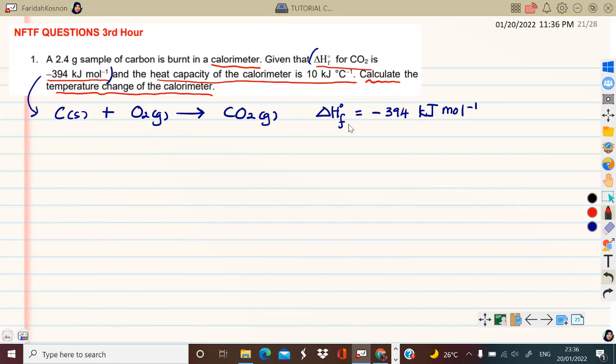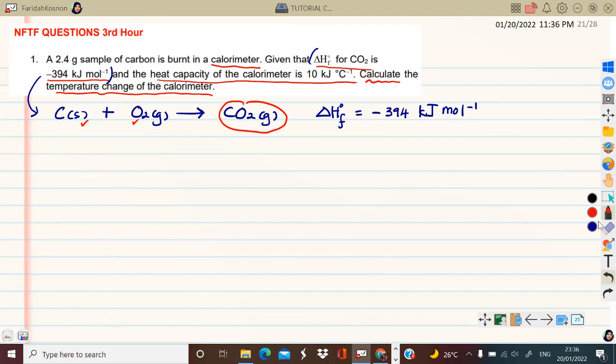Standard enthalpy of formation is the heat change when 1 mole of compound is formed from its elements. So the compound we want to show being formed is carbon dioxide gas. And 1 mole of carbon dioxide gas is formed from its elements, which are carbon and oxygen gas. And the one that must be 1 mole here is carbon dioxide.